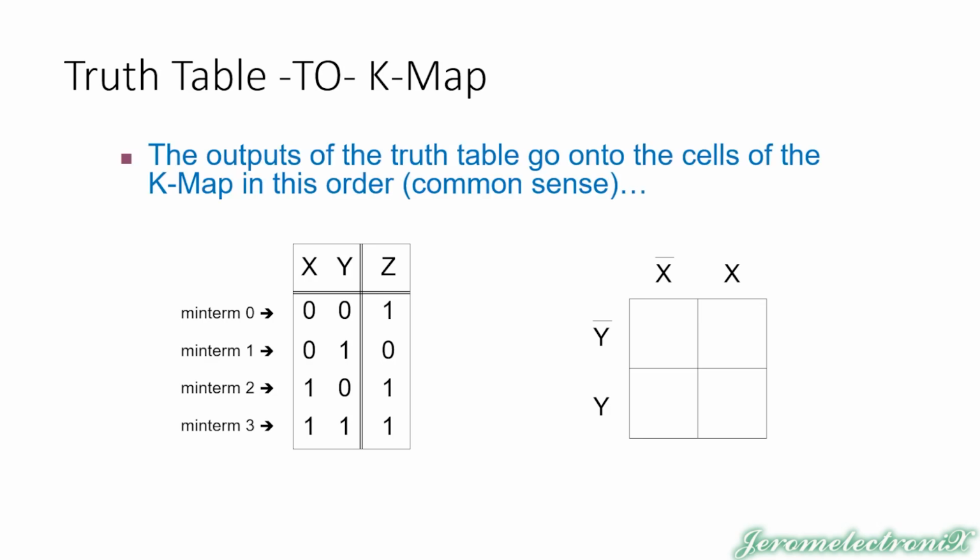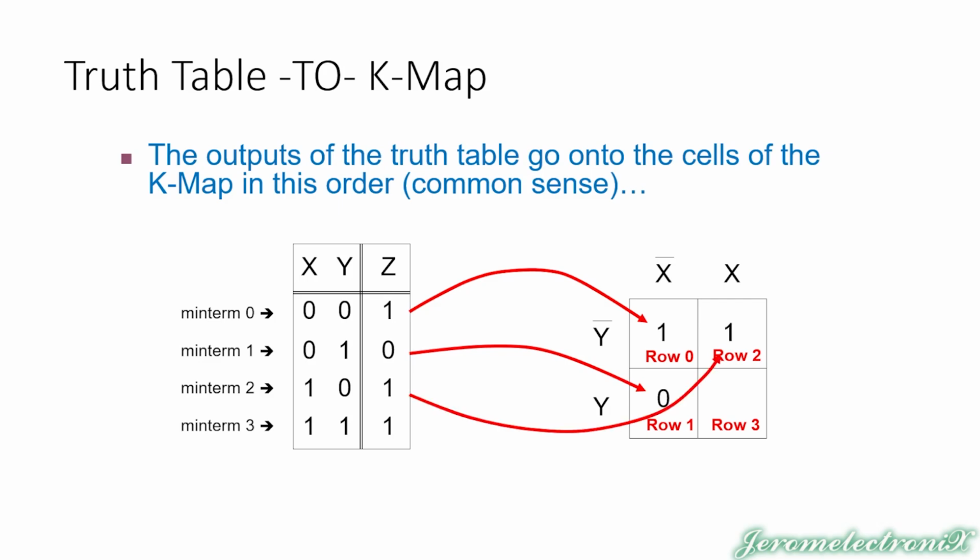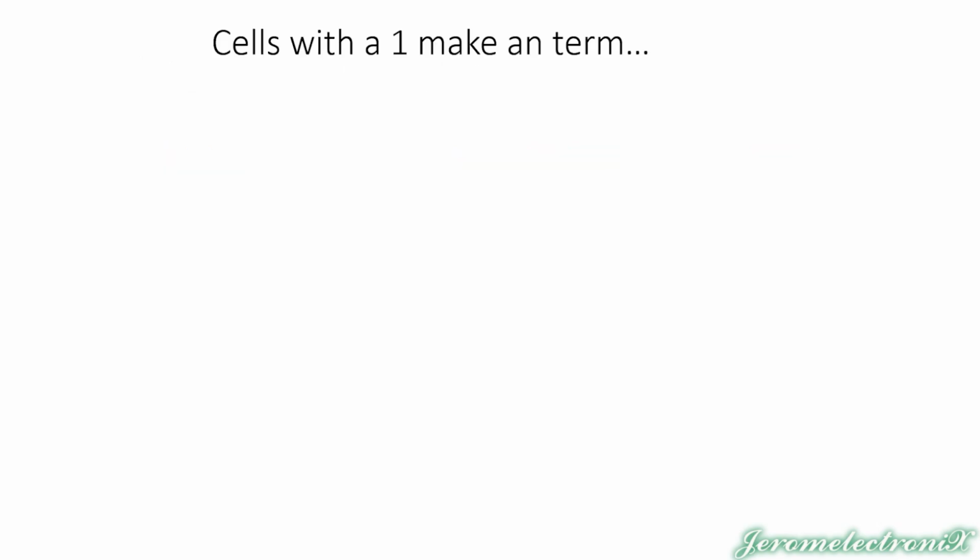The outputs of the truth table go into the cells of the K-map in this order. It's just common sense. This is row 0, and that's row 1, row 2, and row 3. Now, there's several ways to validate that. For example, row 0 has got to be the same as minterm 0, where both X and Y are knotted. Okay? And then the value can go there. There's the next value, row 1, row 2, and row 3 goes there.